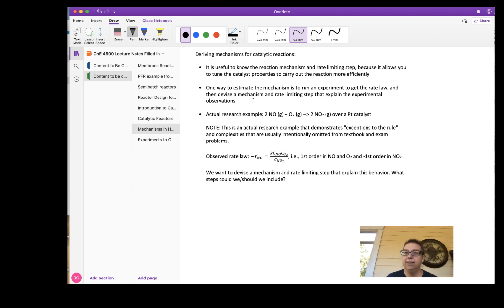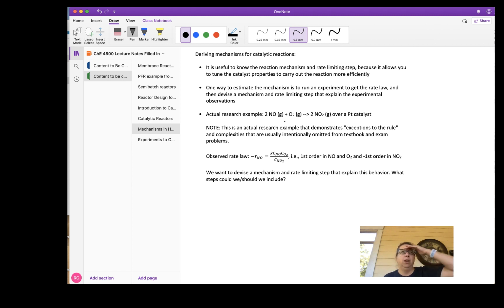And then we would devise a mechanism and postulate a rate limiting step to try to replicate what we've observed experimentally. So we're going to do that now for this actual research example. The NO oxidation reaction, NO gas reacts with O2 gas to form NO2 gas, which occurs over a platinum catalyst.